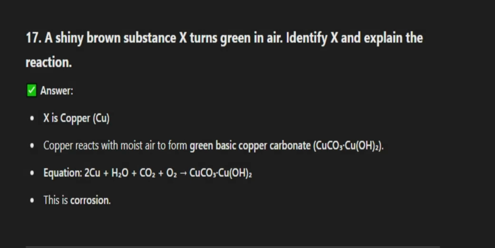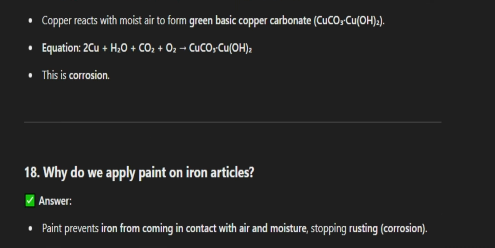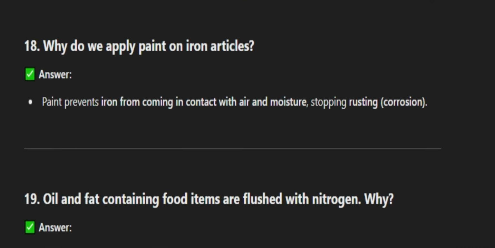17. A shiny brown substance X turns green in air. Identify X and explain the reaction. Answer: X is copper, Cu. Copper reacts with moist air to form green basic copper carbonate, CuCO3.Cu(OH)2. Equation, 2Cu plus H2O plus CO2 plus O2 to CuCO3.Cu(OH)2. This is corrosion.